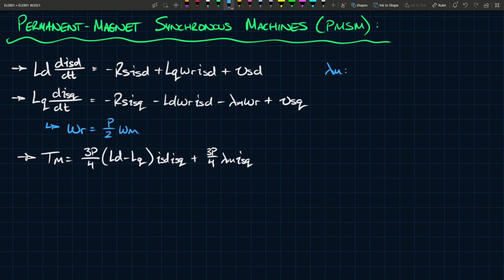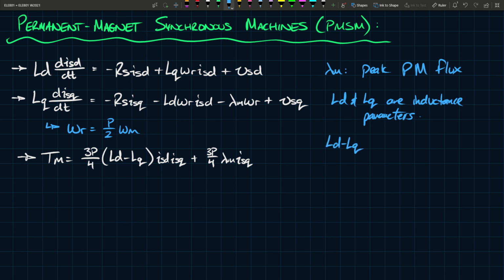We have lambda m. We can call this the pm, permanent magnet flux. And we can say that LD and LQ are inductance parameters. Now that doesn't mean they're real inductances, but they are modeled as such. Now we have another figure of merit here, and that's LD minus LQ, which indicates the saliency of the rotor. So it's the degree of rotor saliency.